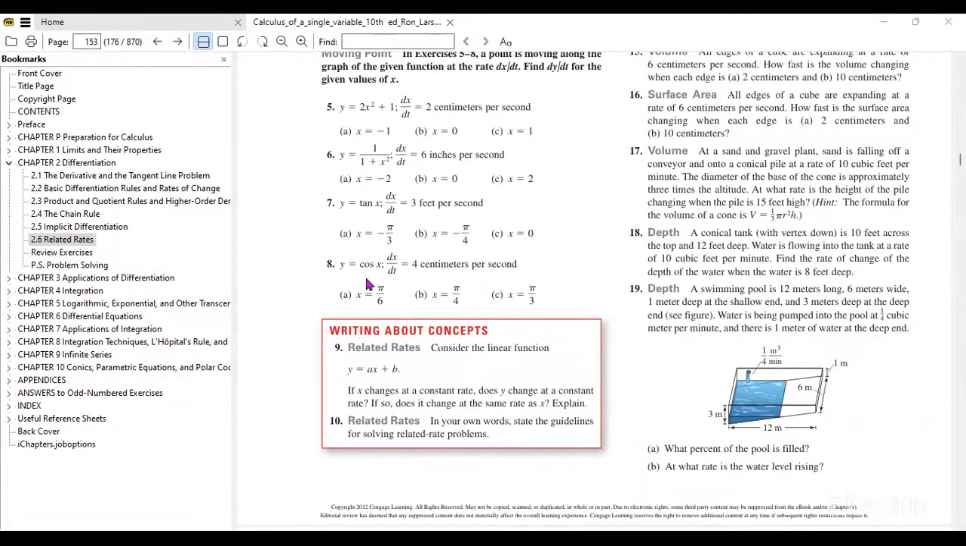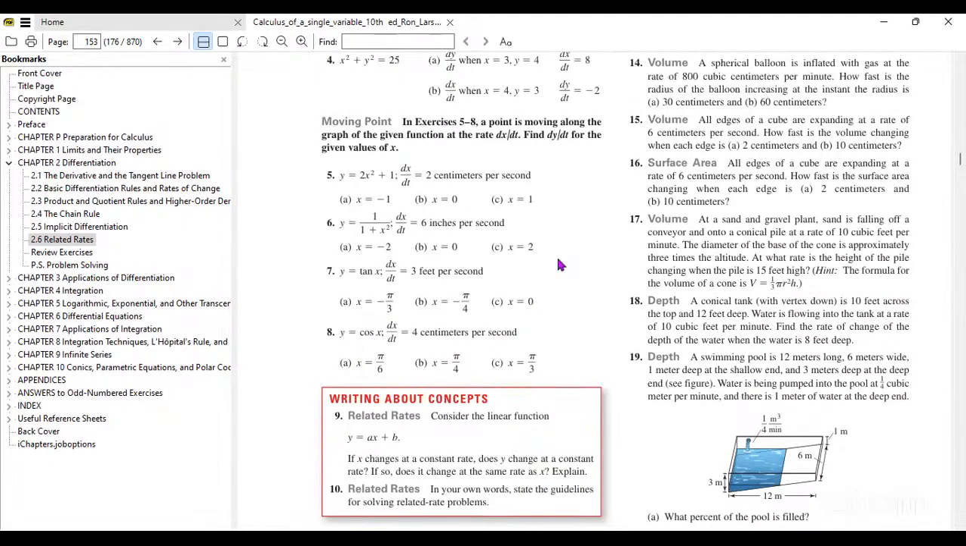y is equal to cosine x. Are you able to see the problem? Okay. y is equal to cos x. Let's see what is asked here. Moving point. In exercises 5 to 8, a point is moving along the graph of a given function at the rate dx over dt. Find dy over dt for the given values of x. Let us see. So we have y is equal to cos x, dx over dt is equal to 4.